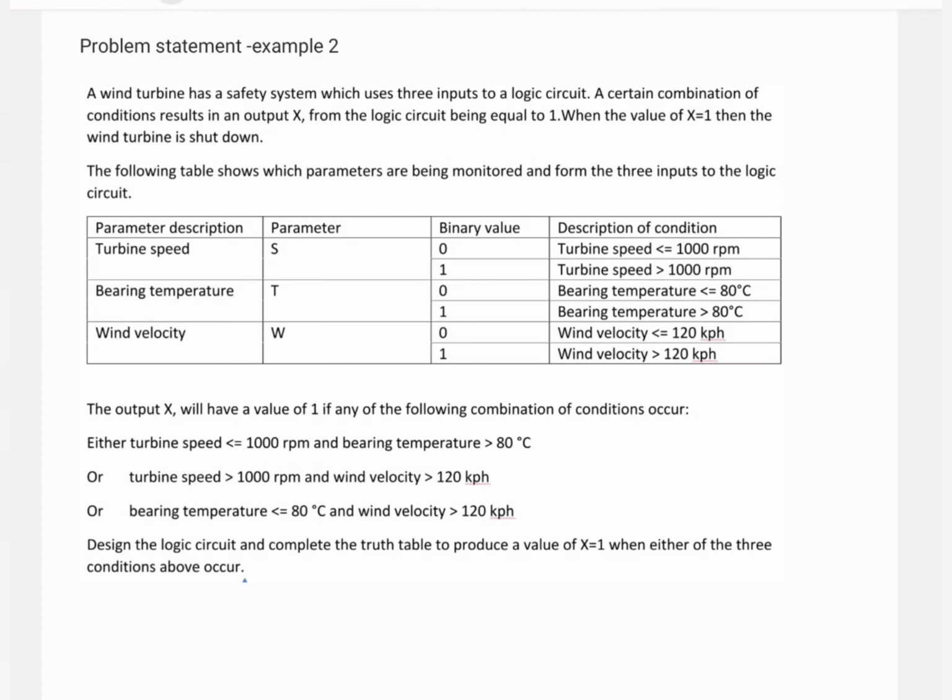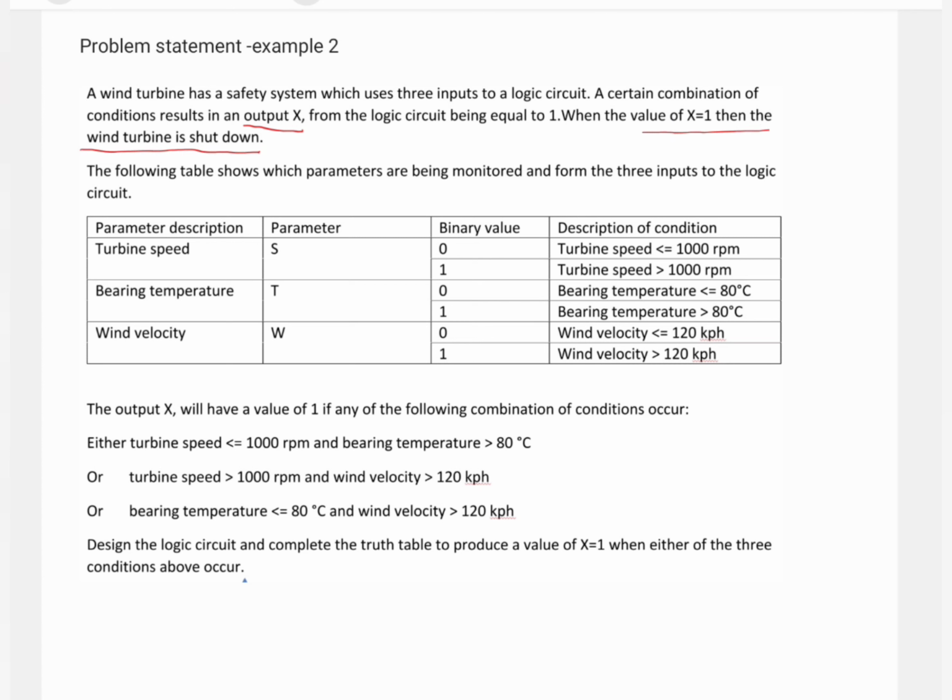Continuing with the application of these logic gates which form a logic circuit, let's have a look at another problem statement as example 2 over here. So let's get started. The scenario, the background says a wind turbine has a safety system which uses 3 inputs to a logic circuit. So 3 inputs means we have got 3 variables. A certain combination of conditions results in an output X. So we need to find how the result is going to be X, and it has further detail saying when the value of X is equal to 1, then the wind turbine is shut down.